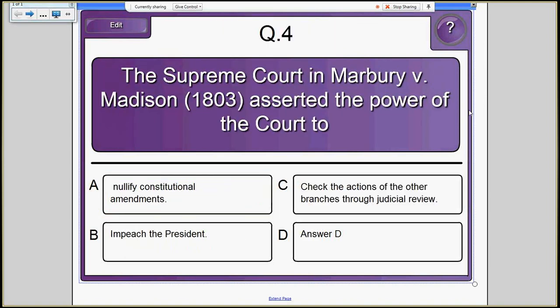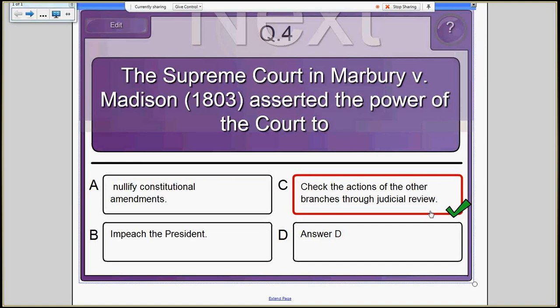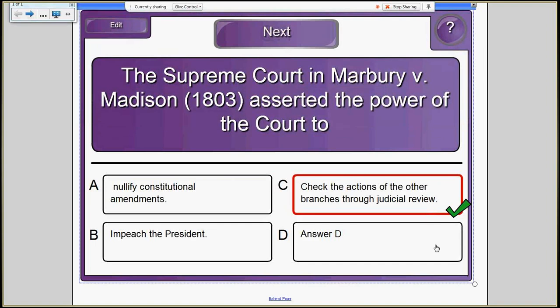The next case, Marbury v. Madison, 1803, asserted the power of the Supreme Court to nullify constitutional amendments, impeach the President, check the answers of the other branches through judicial review. The correct answer is check the actions of the other branches through judicial review. This is one of the cases you need to know, and it's a fairly early case.